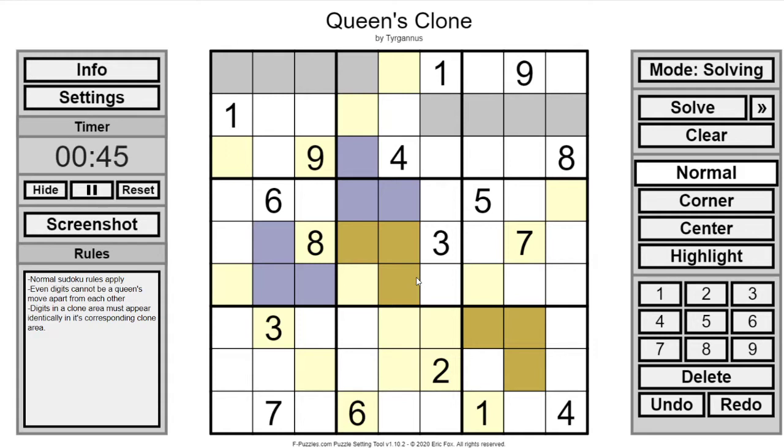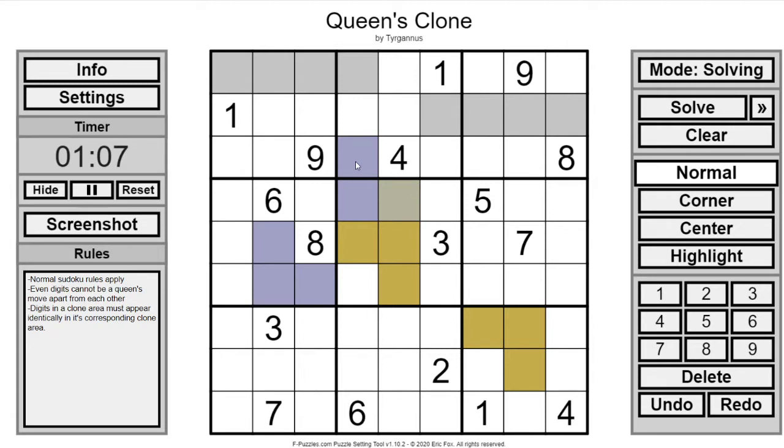And then the clone area must appear identically in its corresponding area. So for instance, if this space was a 1, then this would also have to be a 1. So let's get started.